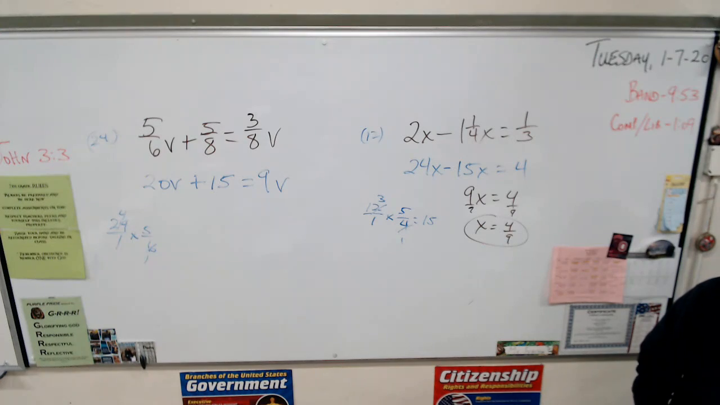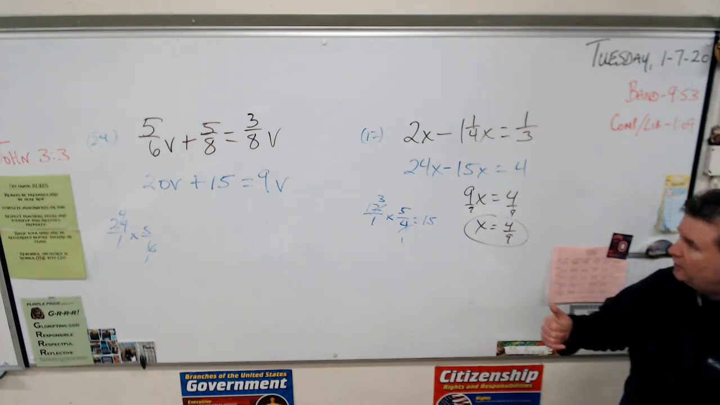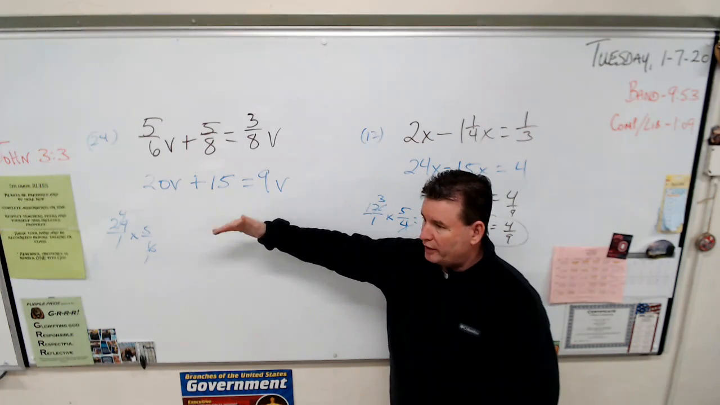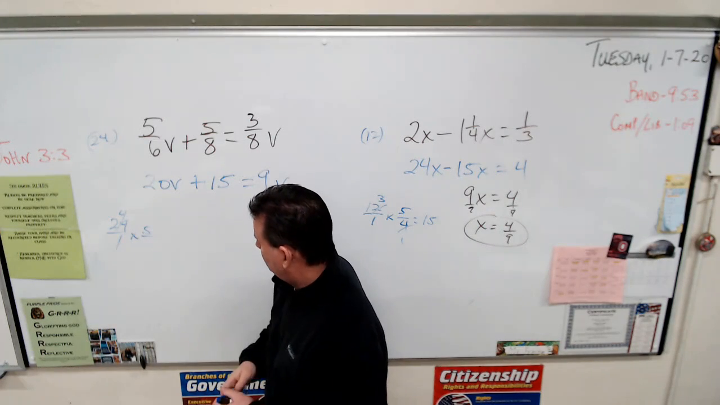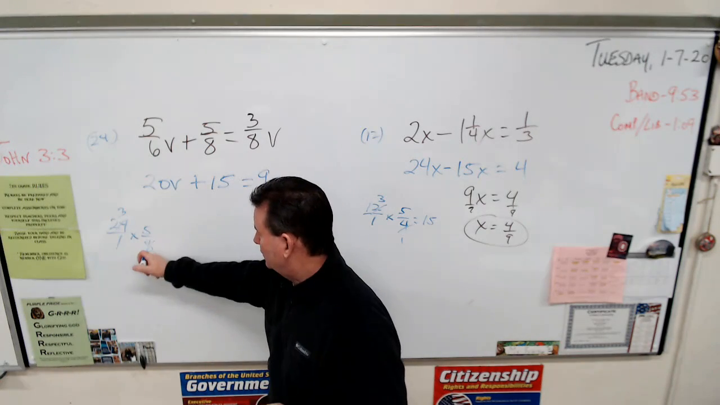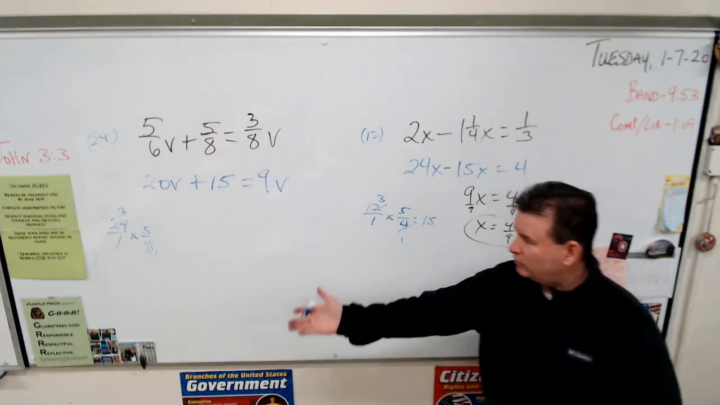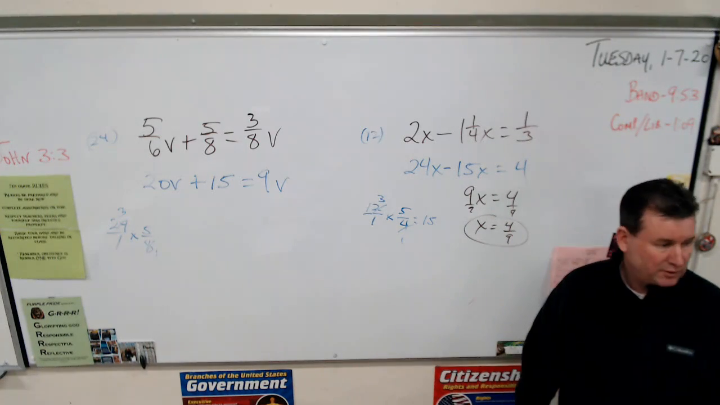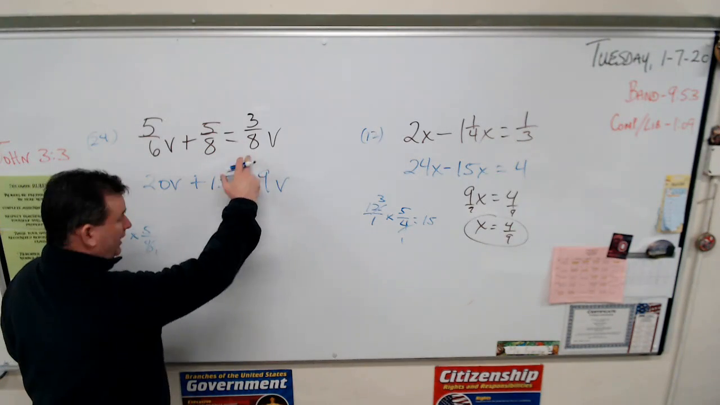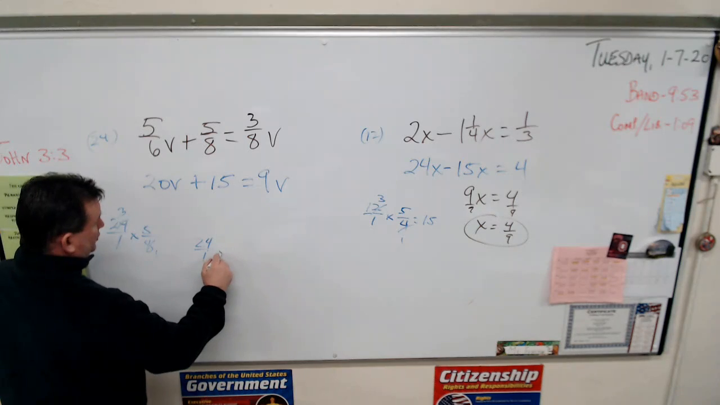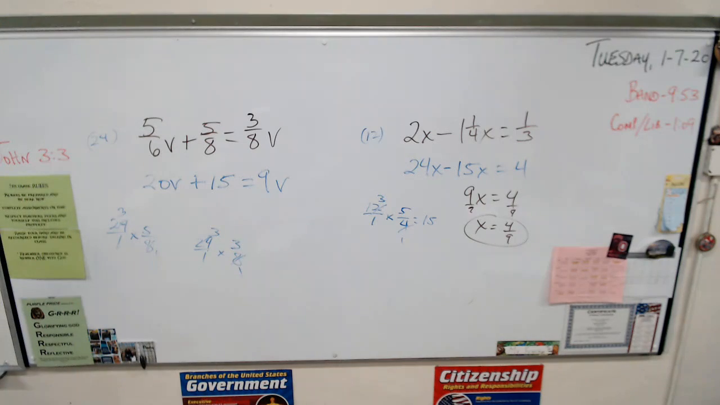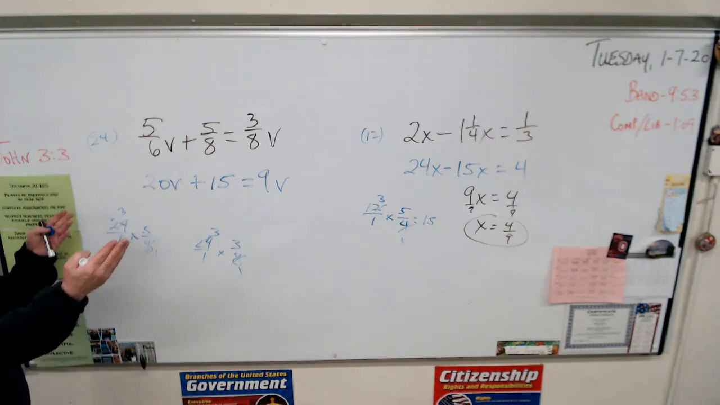Noah, how'd you get 15? Okay, 24 over 1 times 5/8. Cross cancel, 3 times 5. Did you do the same process for this? Yeah. 24 over 1 times 3/8. 3 times 3. I got 9V. That's what I got. Combine like terms.